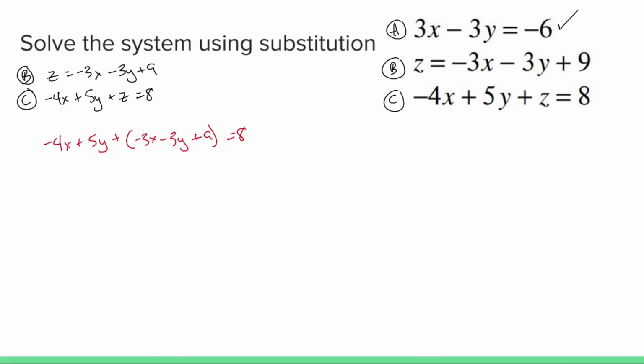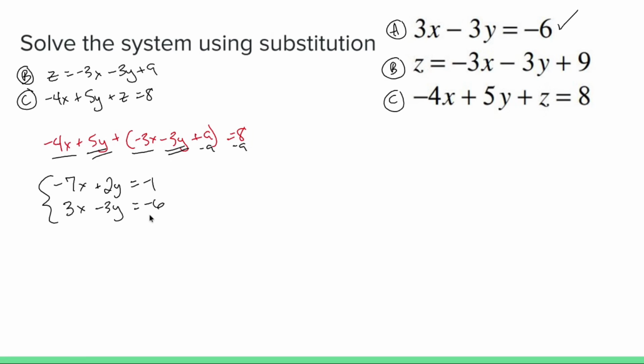Okay, these parentheses are not useful. So negative 4X and negative 3X is negative 7X. 5Y and negative 3Y is 2Y. And if I subtract 9 from both sides, I get equals negative 1. So I have my top equation, and I'll write that directly underneath to create a new system of equations. So I have 3X minus 3Y equals negative 6.